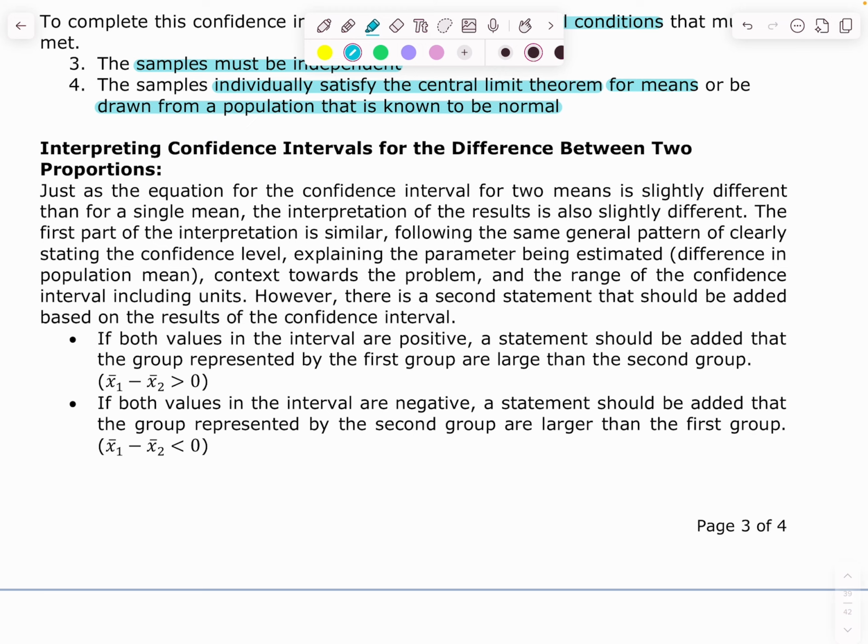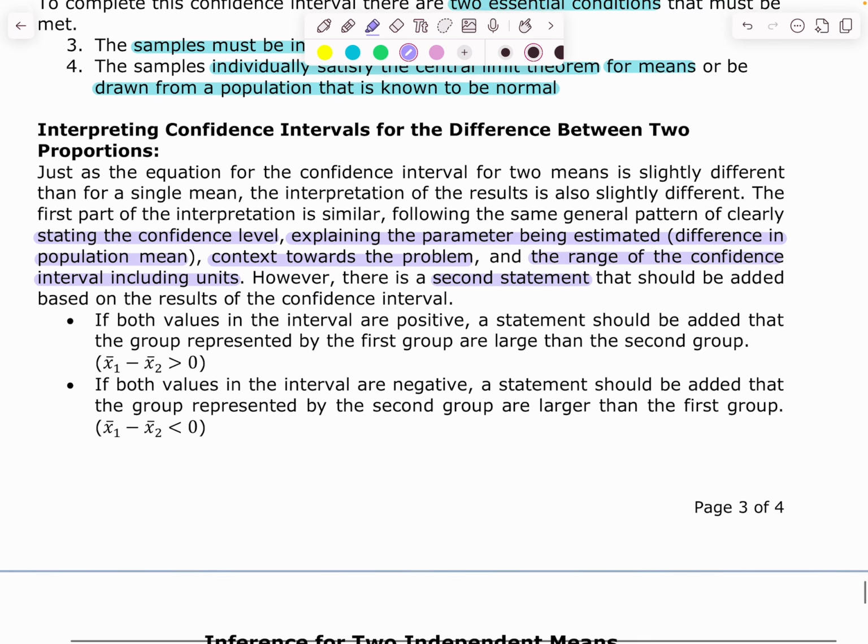When interpreting our confidence intervals, the interpretation is very similar to how we did this for proportions. We start by stating the confidence level, explaining the parameter being estimated, which is a difference in the population mean. We give context towards the problem, and then we give the range for the confidence interval, and we include the proper units. But then we add our second statement.